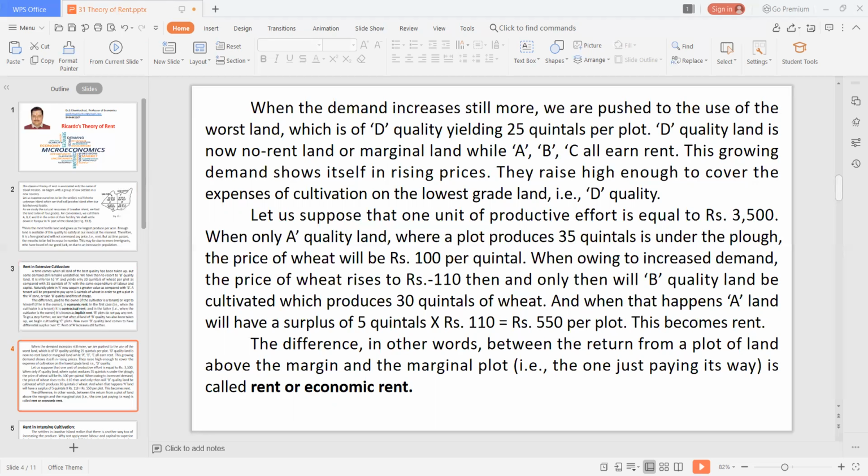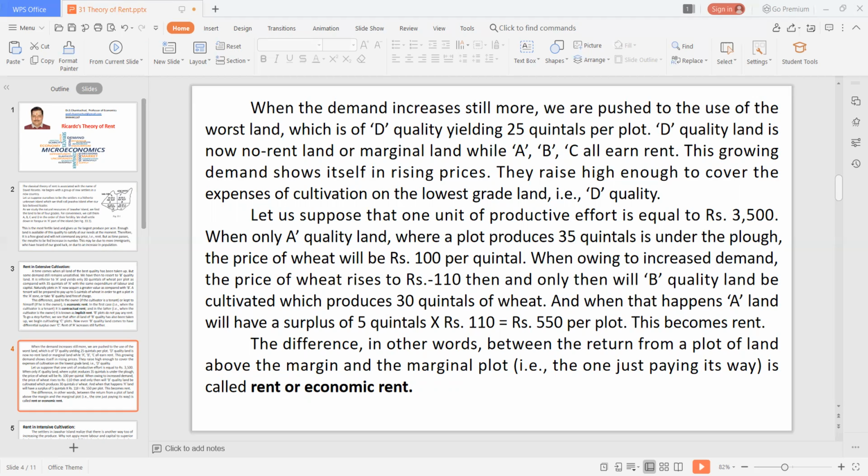When the demand increases still more, we are pushed towards the worst land D. It may be lesser compared to the first three types of land. The D quality land has no rent charge and is marginal land, while A, B, and C can earn rent. This growing demand shows itself in rising prices. They rise high enough to cover the expenses of cultivation on the lowest grade of land. Let us suppose that 1 unit of productive effort is equal to rupees 3,500.